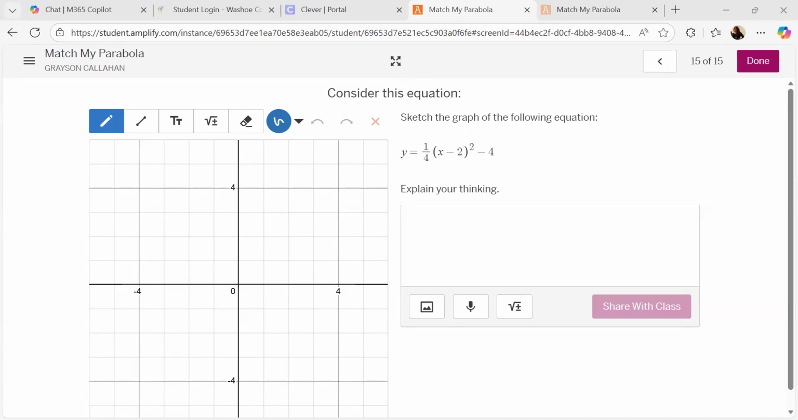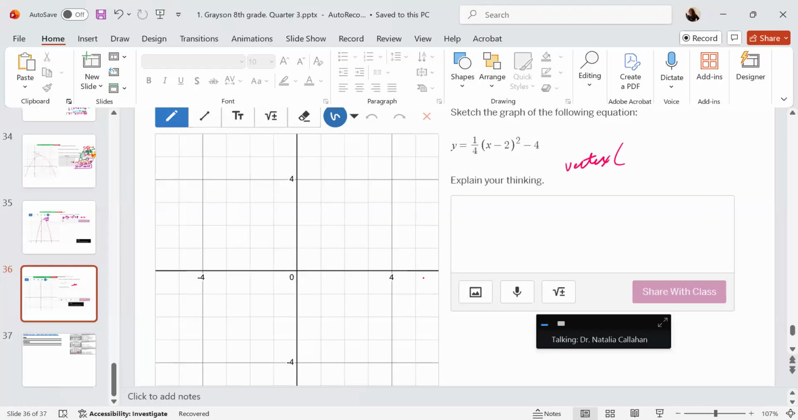Okay, what's the vertex? What is the vertex? -2, -4. It's not -2. That has to be a positive. +2 and -4. Good. That's your vertex. Now look over here. Is it upward or downward? Upward. Okay. And if A is equal to 1/4, is it compressed or stretched? Those are the words you need to describe here. Do you understand?